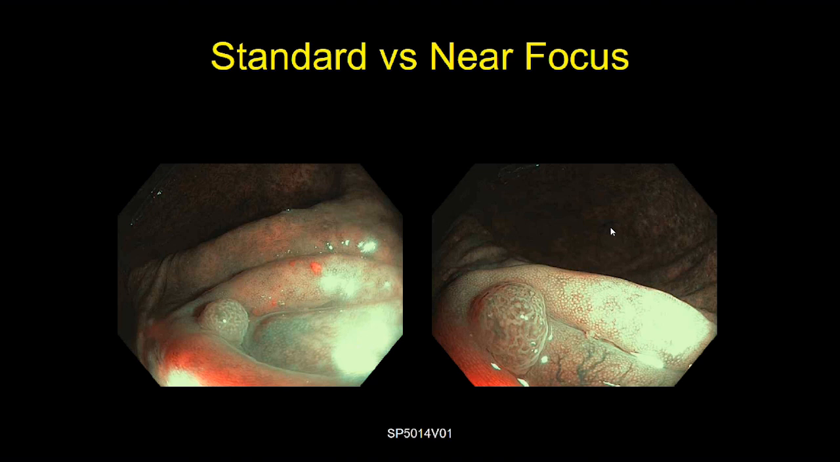Now let's look at some images under standard and near focus. On the left, we see a small polyp at the appendiceal orifice. As we press the button and move the scope tip close to the image, we can really delineate better the patterns of the polyp itself, as shown on the right.